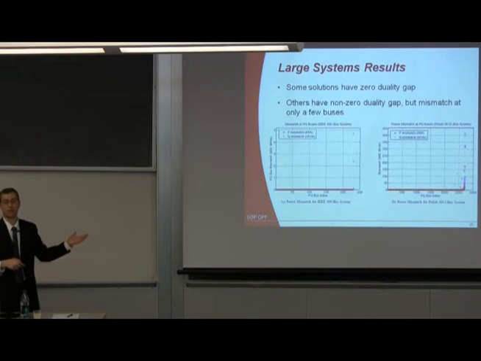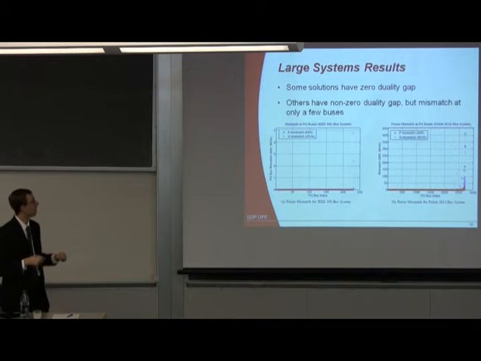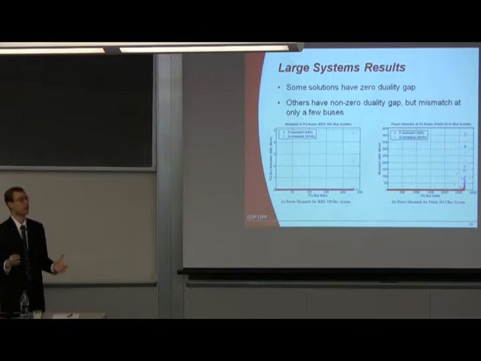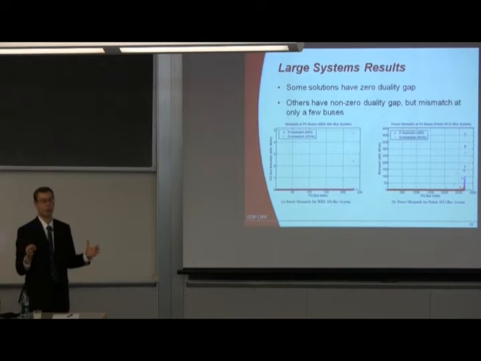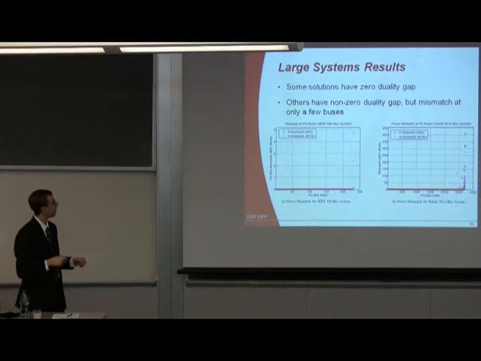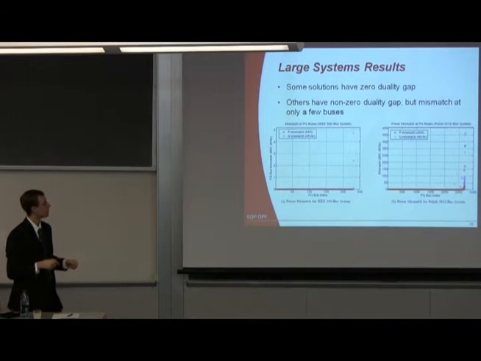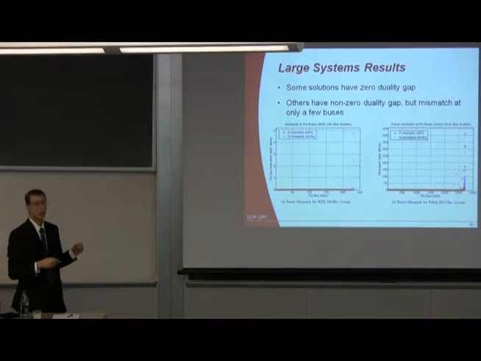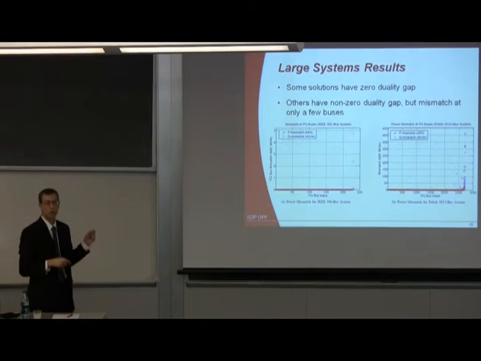So we applied this to some large systems, and what do we see? Some solutions worked great. The system had a zero duality gap. The relaxation was tight. We got a global solution where you couldn't have ever done that before. However, there were other systems that did have non-zero duality gap. In other words, the relaxation wasn't tight. But the interesting thing is there were really only a few locations where there were problems.